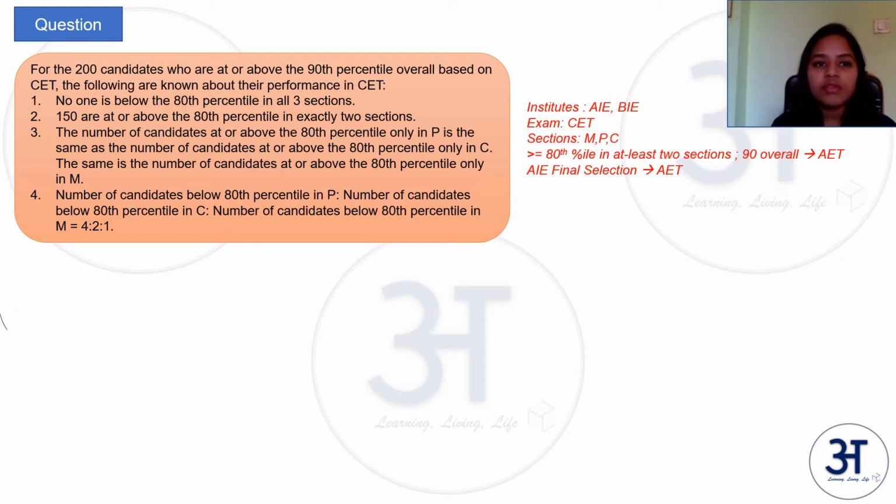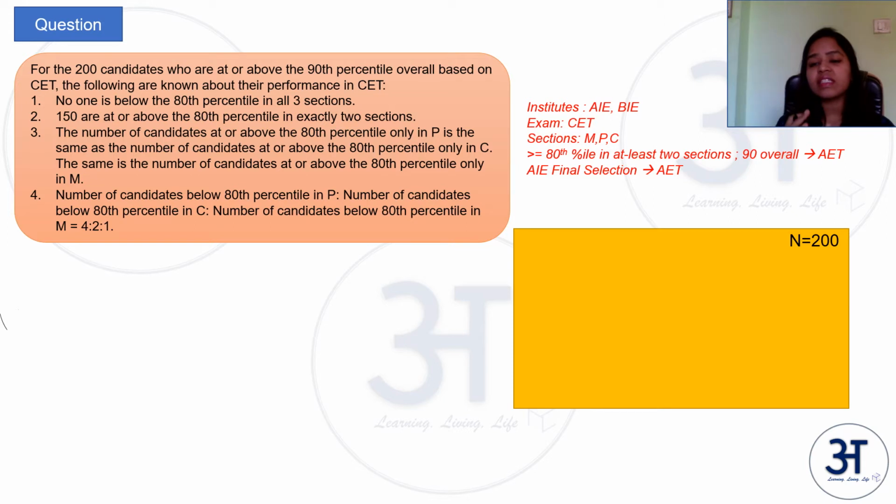For the 200 students who are at or above 90th percentile overall based on CET, the following are known about the performance in CET. So now we are looking at the set of those 200 students who are at or above 90th percentile overall. So if someone is at or above 90th percentile overall, he can be greater than or equal to 80% or less than 80% in all these three, M, P and C.